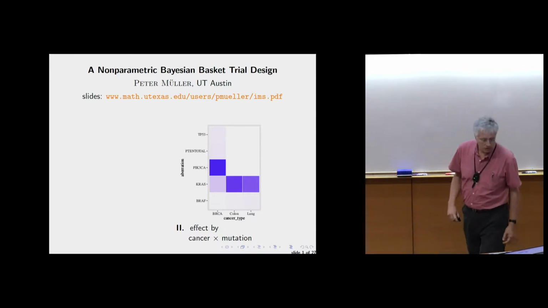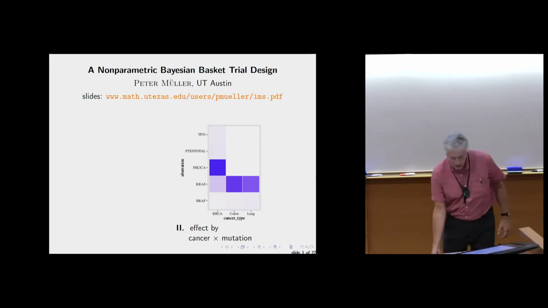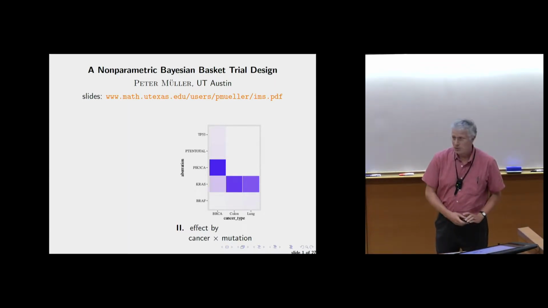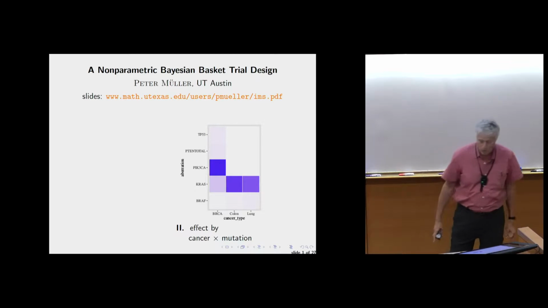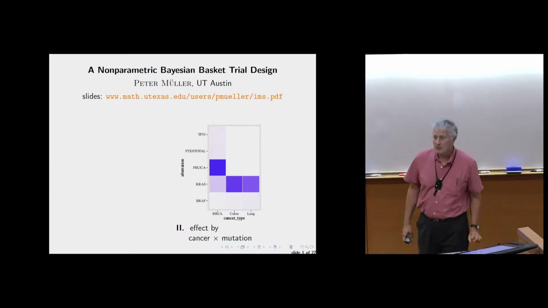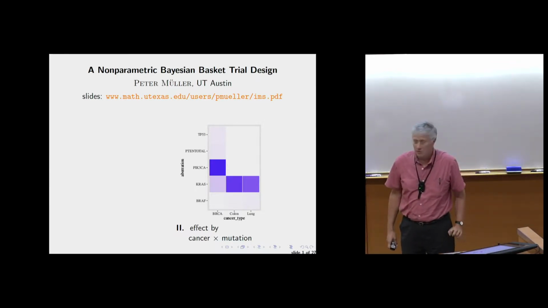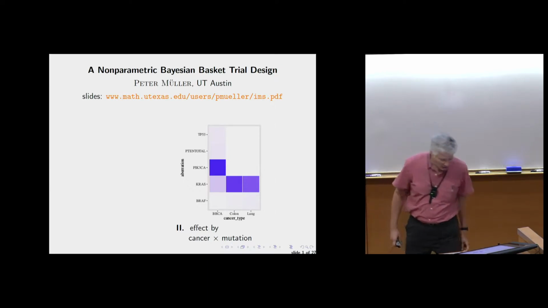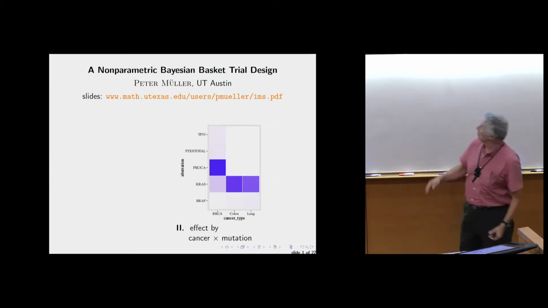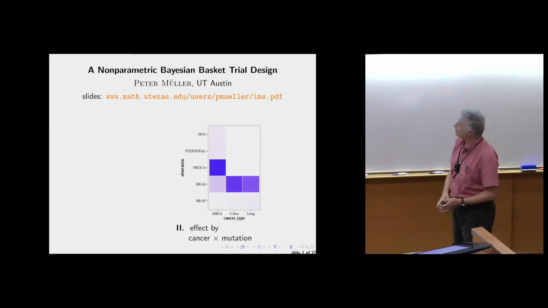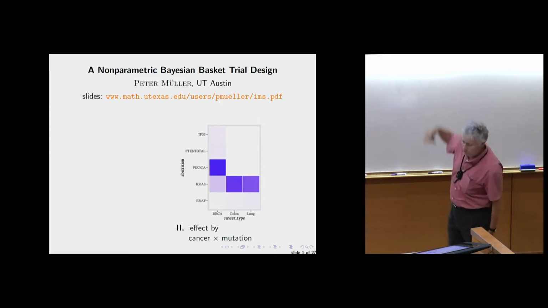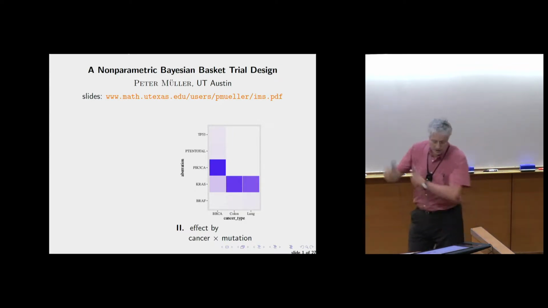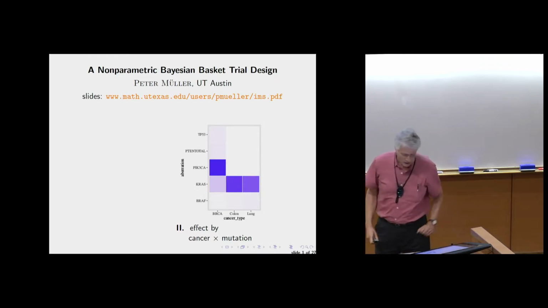I want to talk you through a discussion of a particular trial which was studying targeted therapies, and the problem that we are focusing on here is to find the optimal eligible patient population for targeted therapies. What you see here is, on the horizontal axis, different diseases, different cancers. On the vertical axis, different molecular aberrations. And this is a simulation study. There's some simulation truth.